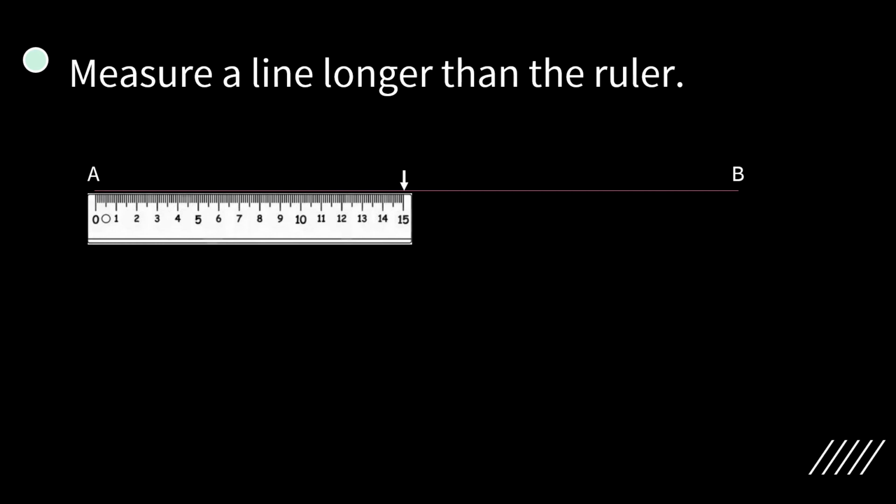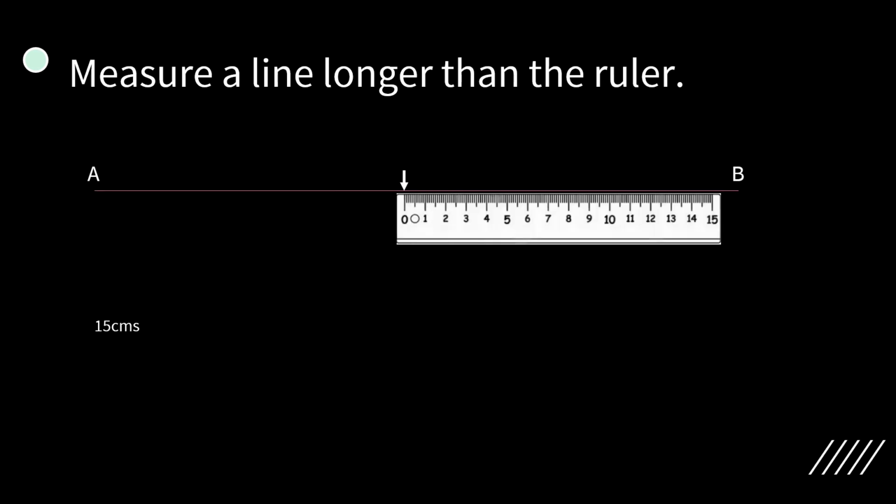Then we put a mark where the last measurement of the ruler is, which is at 15 centimeters, and we write down 15 centimeters. We now pick up the scale and put it at the mark that we put on the line and match it with the 0. This part is very important. If we do not put the mark correctly, or if we do not put the 0 at the mark correctly, we will get wrong readings.